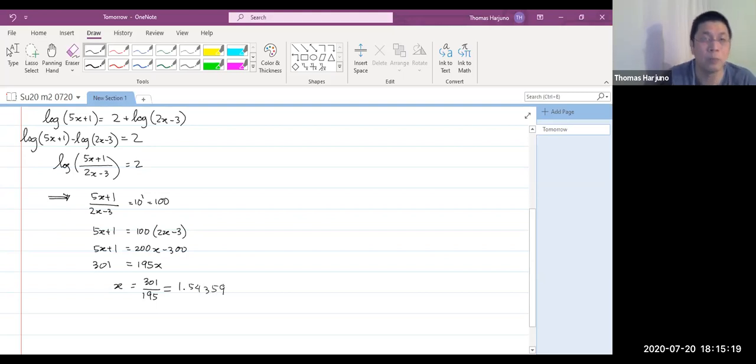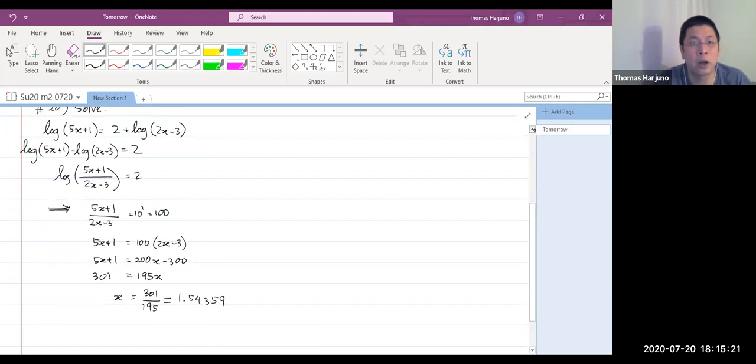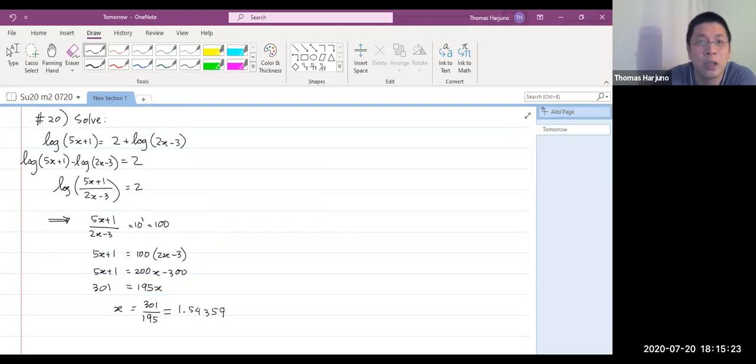1.54359. Now, before we let go of this problem, make sure you check if this x will make the argument positive. Now, this is positive times 5 plus 1, that will be positive. That's easy. Now, this guy multiplied by 2 is more than 3. More than 3 minus 3 is more than 0. So we are fine. Okay, that's for number 20.